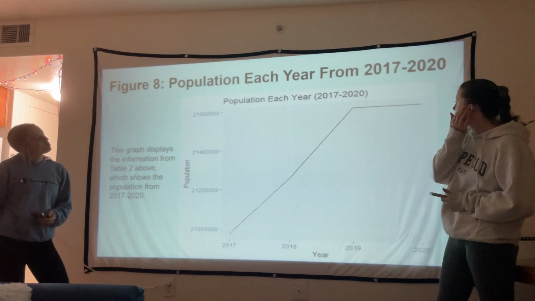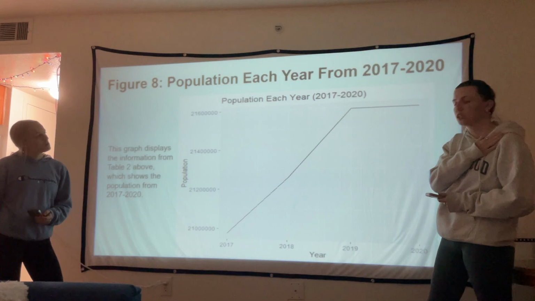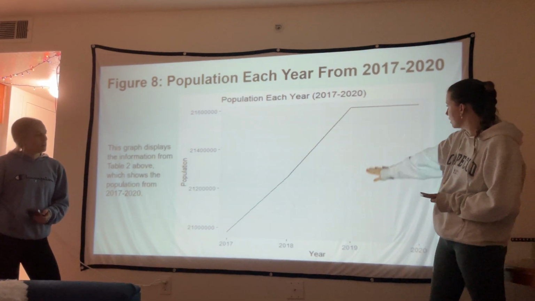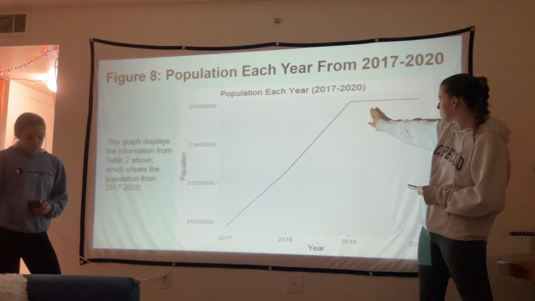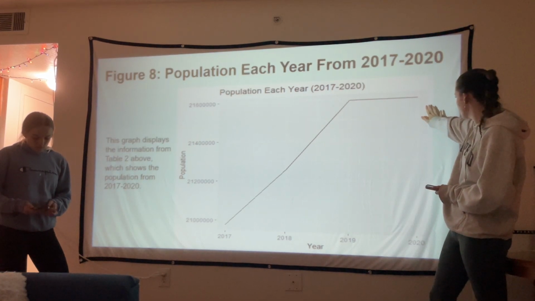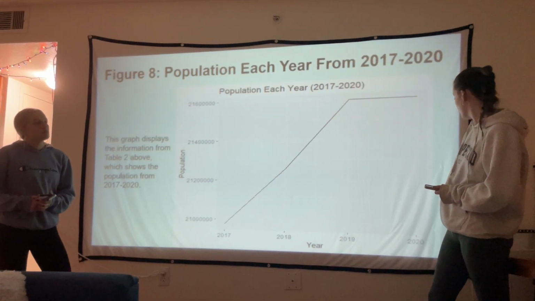This one shows the population each year between 2017 and 2020. It goes up pretty significantly until 2019, where it hits a bit of a plateau and it stays relatively the same until early 2020.